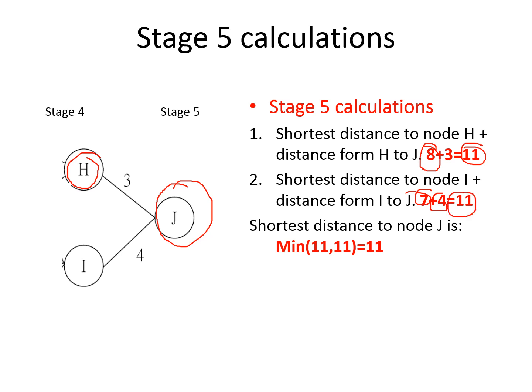And there are no other states, so there's only one slide that has the solution for this fourth sub-problem, I guess. And then the shortest distance to J is the minimum of those two, which is 11.